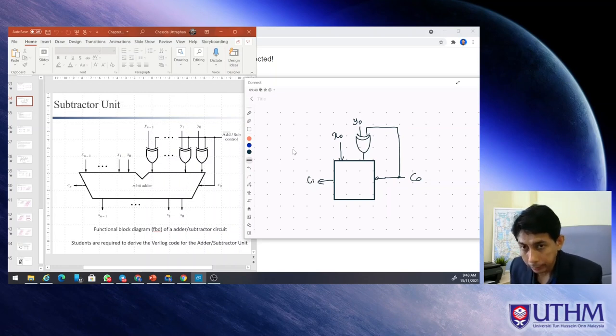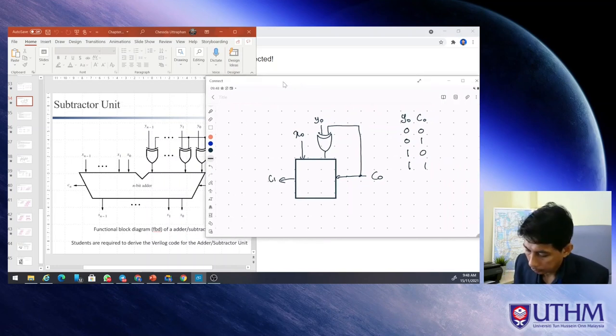And let's look at the truth table for the XOR gate. So let's say, for example, you have Y0, you have C0: 00, 01, 10, 11. All right. So let's name this output A0. So A0 will be 0, 1, 1, 0, right? So this is the behavior of the XOR.